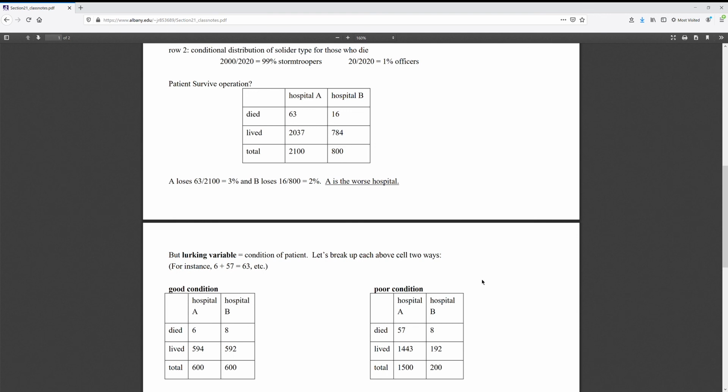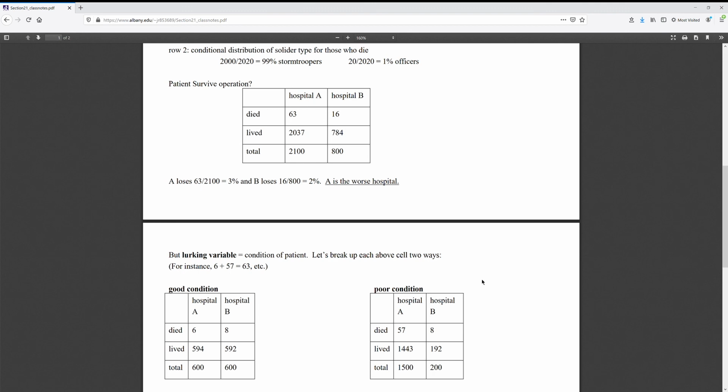In this case, let's break it up, cell for cell, into two separate cells. From this original two-way table, we're going to relook at our original data. We can't get this from what we have above, but if we look at the original data for the hospitals and look at a lurking variable, a variable that we weren't looking at originally, and this is the condition of the patient. Just to keep it simple, and of course it could get very complicated, let's say that there are two types of patients that are about to undergo surgery. There's those who are in good condition and those who are in poor condition.